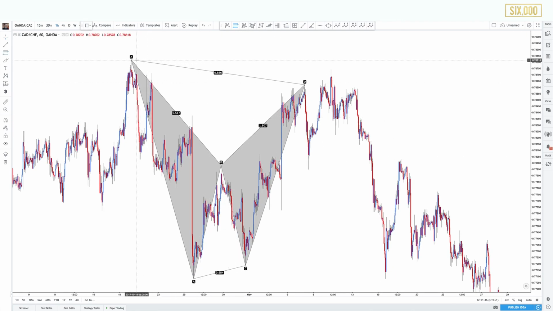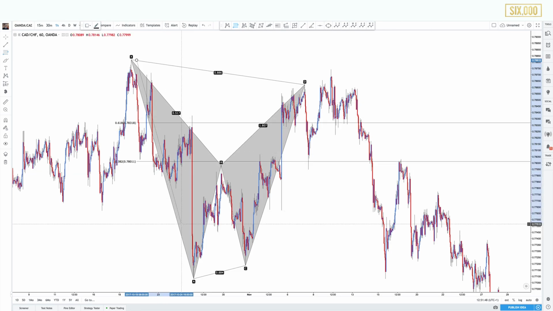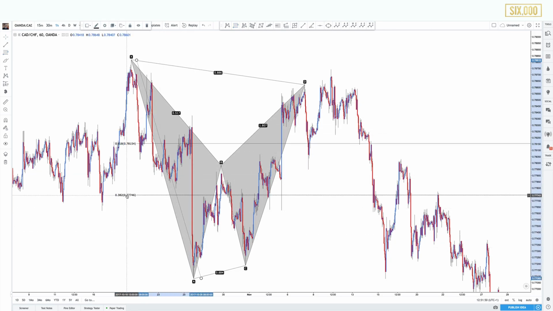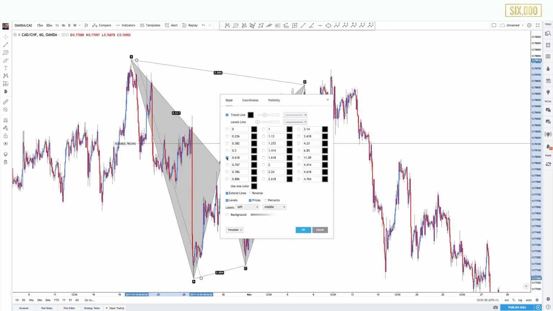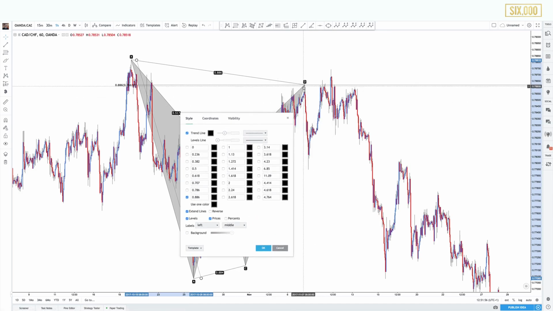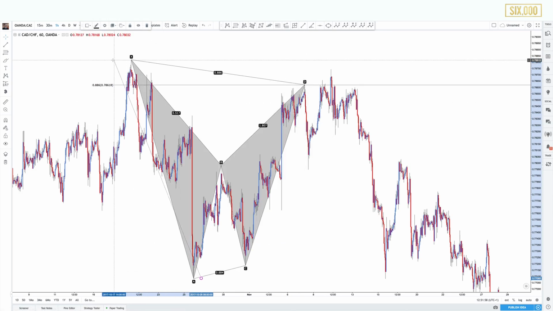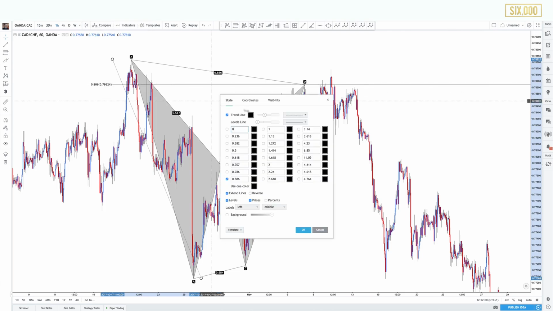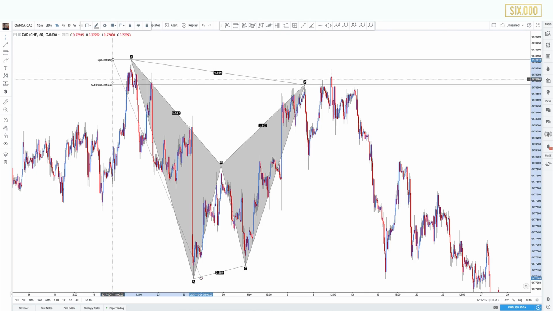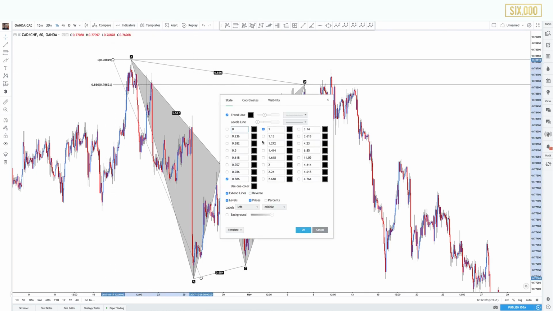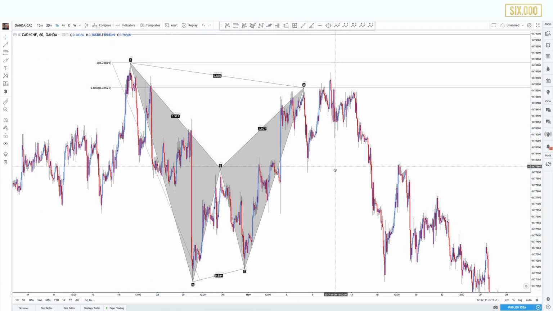Just plotting the stop loss measurement, we're going from X to A. And I would recommend putting in the 0.886 just so you can see exactly where that XA measurement completes for the D point. Add in the 1.0 measurement, the 100% measurement at X. And then we're just going beyond that with the 1.13.